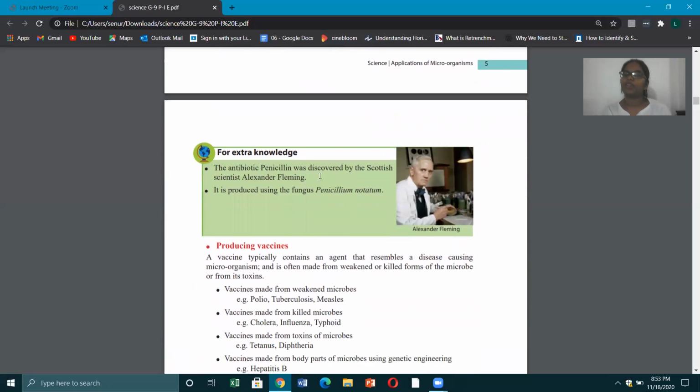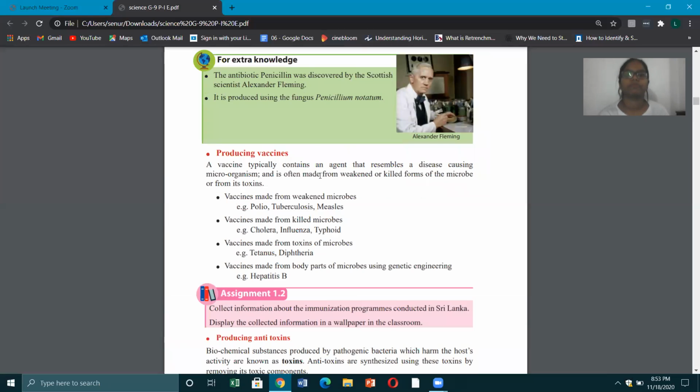Okay, now this is a very small but important point for extra knowledge. The antibiotic penicillin was discovered by a Scottish scientist known as Alexander Fleming. Underline Alexander Fleming. It's easy to keep in mind because Fleming and penicillin go together, right? So, how did he produce this? Using a fungus known as Penicillium notatum.